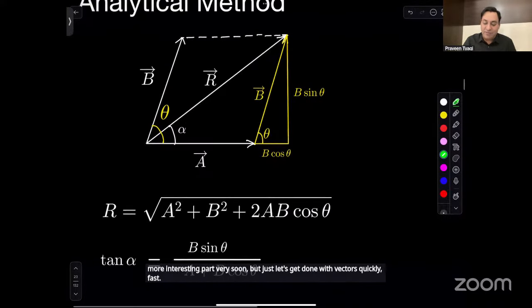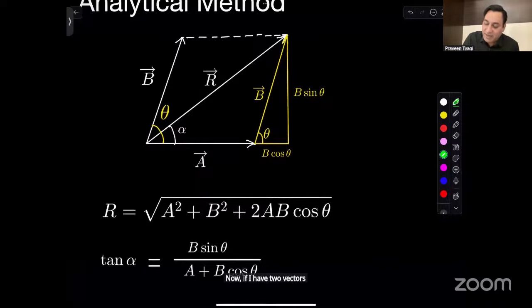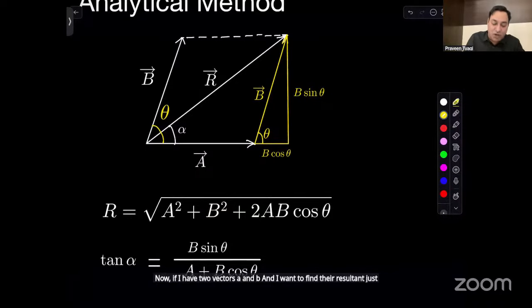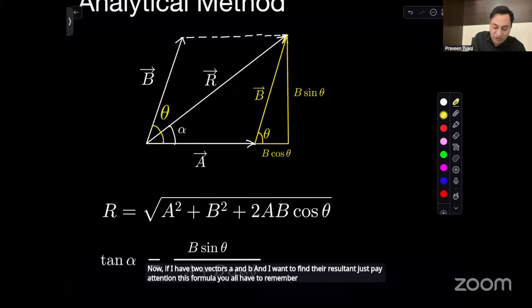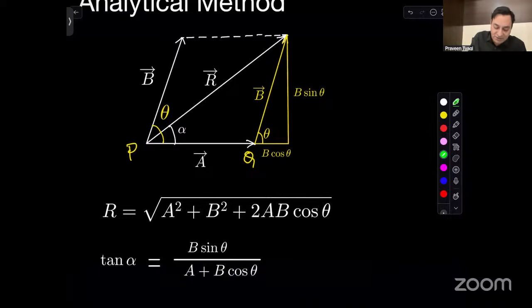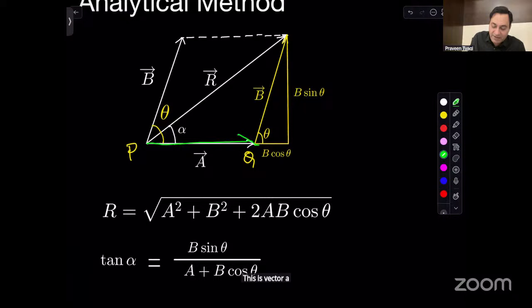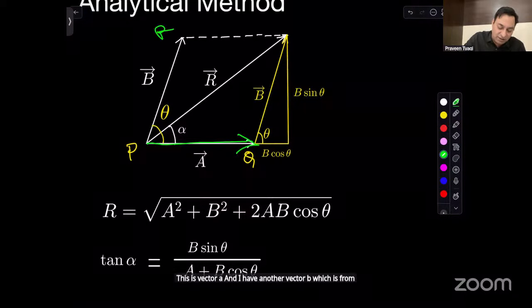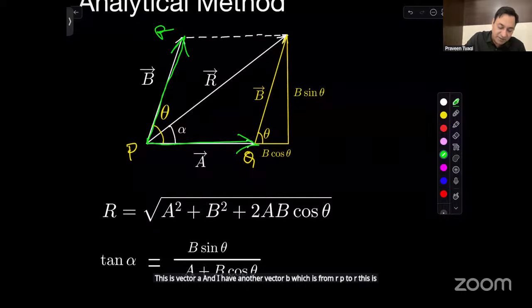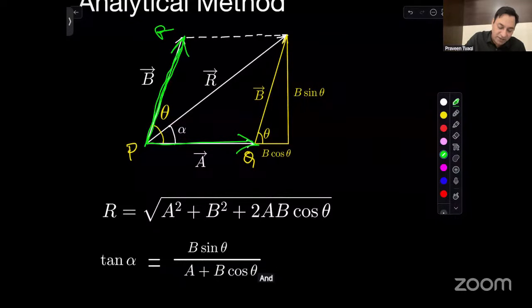Now, if I have two vectors A and B, and I want to find their resultant, just pay attention. This formula you all have to remember. So there was this vector A, which is from P to Q. This is vector A. And I have another vector B, which is from P to R. This is vector B. And I want to find what will be the resultant.